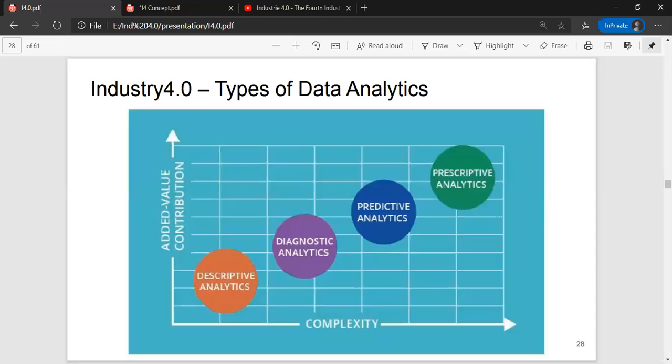And so this is just a slide I thought I'll put up. Analytics, as we know, is not just one buzzword. You look at it in terms of complexity, in terms of value add, and in terms of evolution. There are different types.